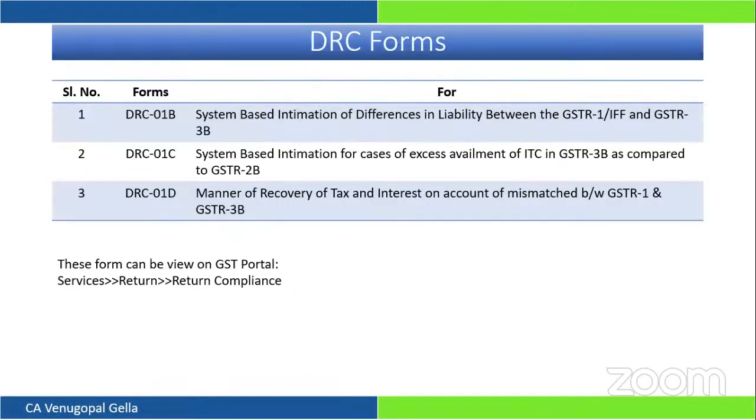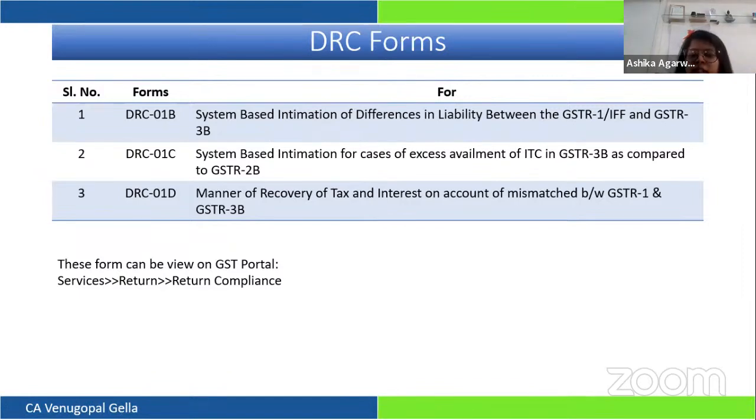If any mismatch or discrepancy is there, they have introduced the DRC 01B form for the purpose of difference between 1 and 3B, 1C for the purpose of difference between 3B and 2B, and DRC 01D, which is a recovery notice.